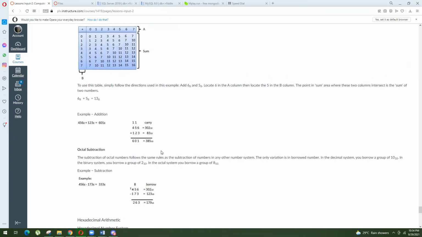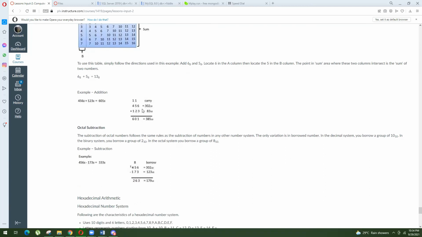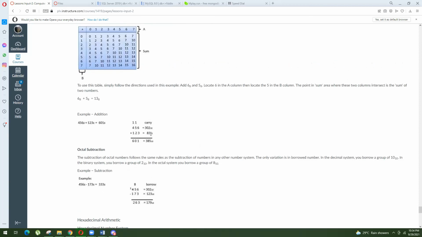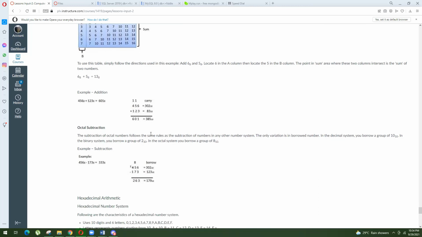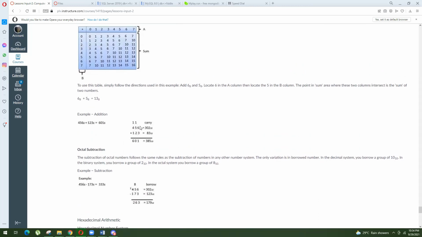For this example, we have 456 base 8 plus 123 base 8. The answer is 601 base 8. How did that happen? So we just add 6 plus 3 is 9. Okay, so take note, we only have base of 8. And say this one has an excess value. Okay, so 6 plus 3 is what? 9.